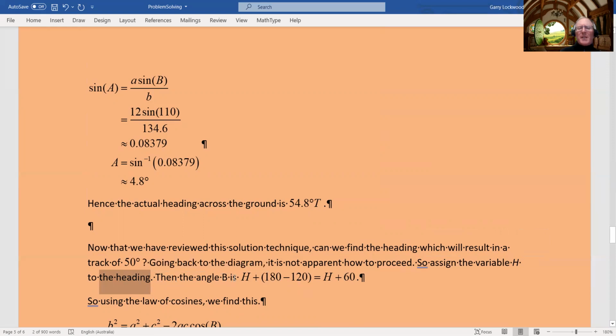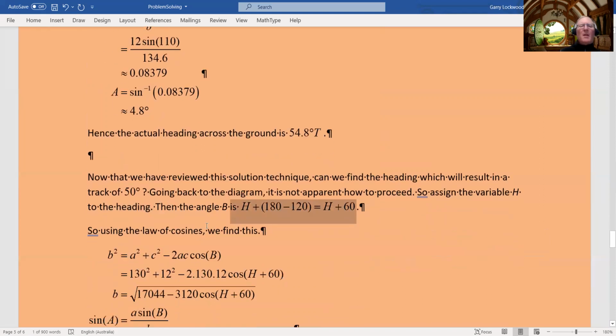So the angle B is then H plus 180 minus 120, which is H plus 60. Now, the last time H was 50, that's where we got 110 from. Okay, so that's very simple, as if we know what H is. We don't yet. So we'll just leave it as H plus 60.